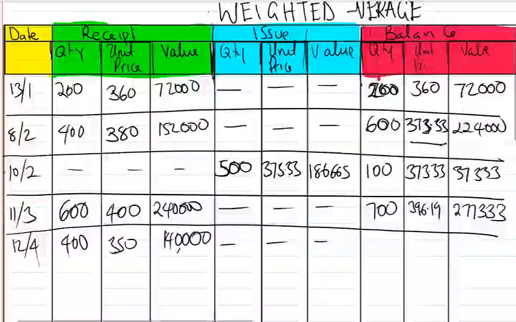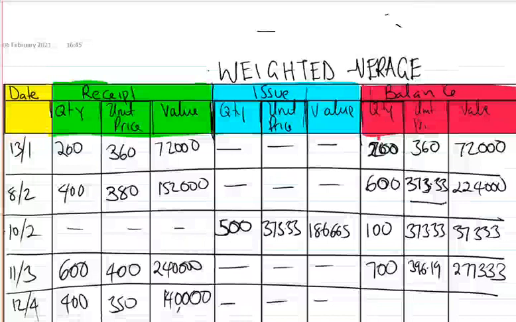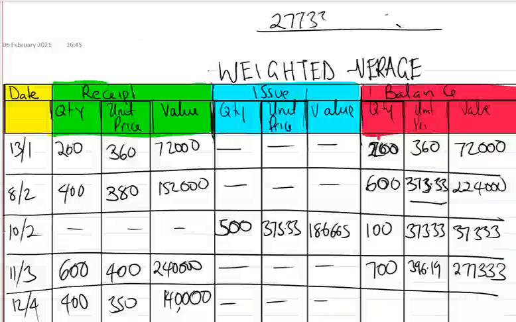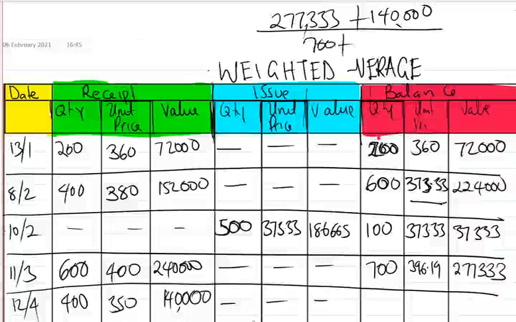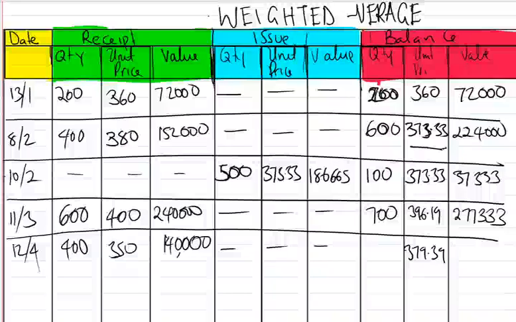So for us to calculate a new weighted average, we are going to say that what is the value in stock right now? The value in stock right now is 277,333, plus the value of the new consignment, which is 140,000. Then the quantity in stock right now is 700, plus the new quantity, which is 400. Together, it will be 1,100. So if you divide, the new weighted average will be 379.39.